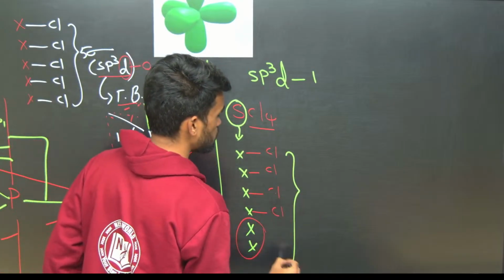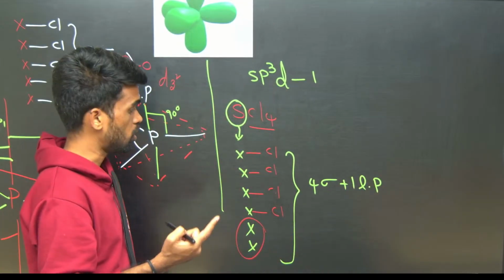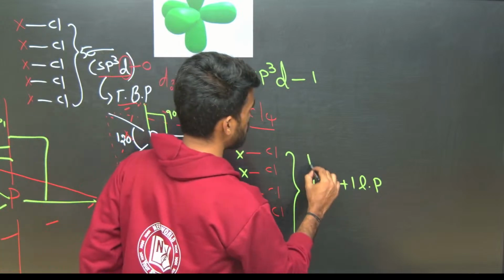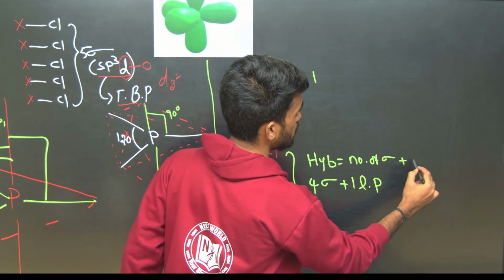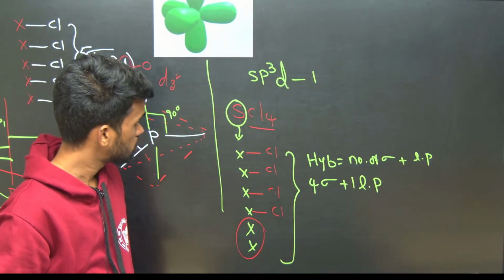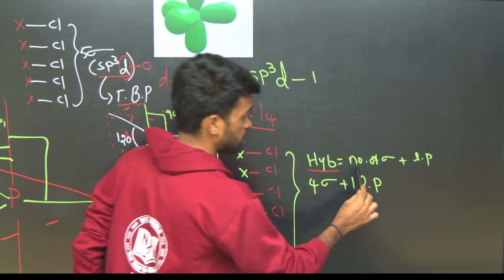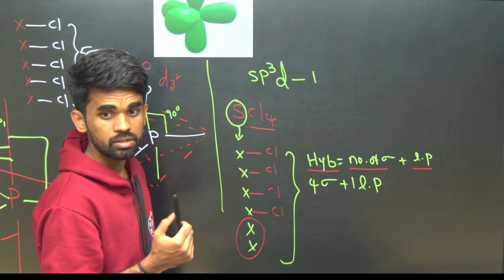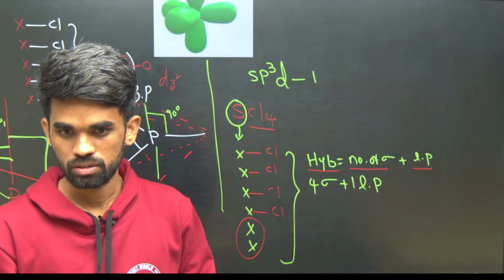So how many sigma bonds and pi bonds are there? 4 sigma bonds, and pi bonds, don't consider. 4 sigma bonds, 1 lone pair. So always for the hybridization number, you just take the number of sigma bonds and lone pairs, not pi electrons. So sp3 only, 4 sigma bonds. What I am saying is, for calculating hybridization, count the number of sigma bonds plus lone pairs. The lone pair is not participating in the bond, but it will affect the bond angle.